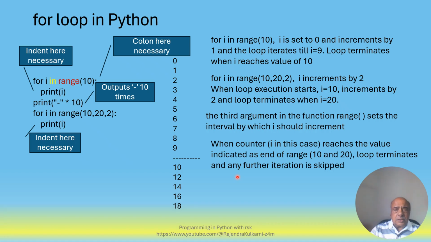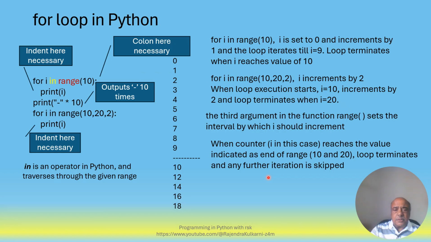When the counter, which is I in this case, reaches the value indicated as the end of range, in this case it is 10, in this loop it is 20, the loop terminates and any further iteration is skipped.